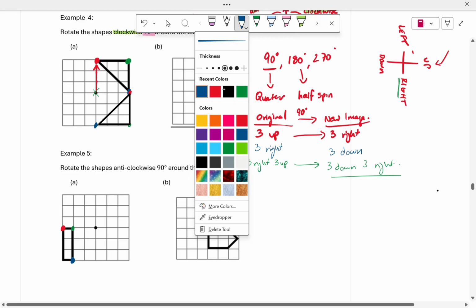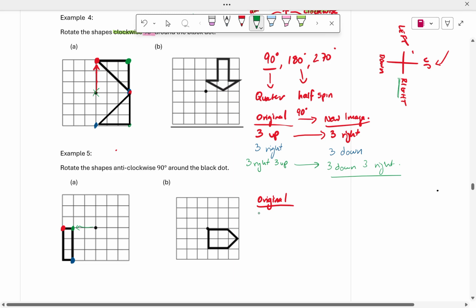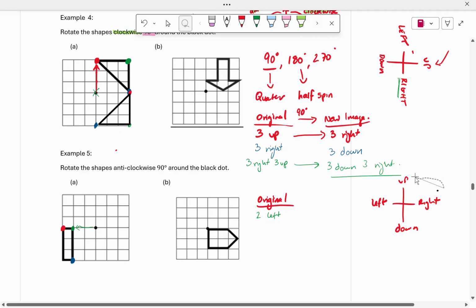Before I start this, there's my rotating point right in the center at the dot. I'm firstly going to look at my original. Let's do the green one first because that's the closest. That is 2 to the left. I'm then going to construct my up, right, down, and left. Now, this time we're doing anti-clockwise, so 90 degrees anti-clockwise.